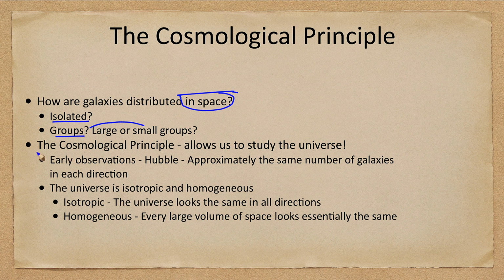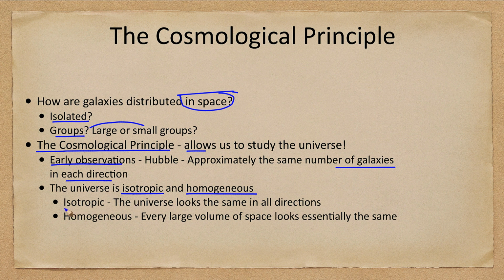But first we want to talk about what we call the cosmological principle. This allows us to study the universe. Early observations by Hubble said that there were approximately the same number of galaxies in each direction. And the cosmological principle states that the universe is isotropic and homogeneous.